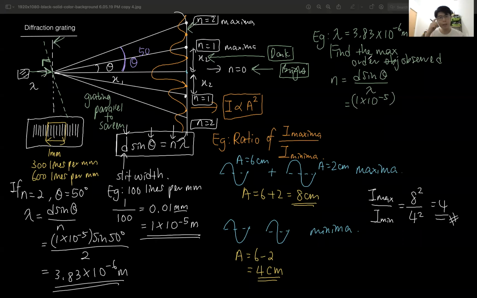Now, to find the maximum order, we are going to take the angle as 90, because the maximum the angle can go is 90. You cannot go above 90. So if you want to see how many orders in total, we take the angle equals 90. So if I put 90 here, sine 90 divided by the wavelength 3.83 times 10 minus 6. This thing becomes 1.